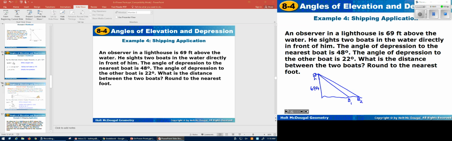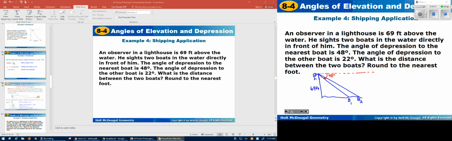Everybody following the big idea there? So the angle of depression, and this is where students get this wrong. Angles of depression do not go from the vertical. They go from the horizontal, which is not in my picture right now. So I'm going to have to draw it in. Here is a horizontal line. Okay? The angle of depression to the nearest boat. Which one's the nearest boat? Boat 1. So the angle of depression down to the nearest boat is 48 degrees.